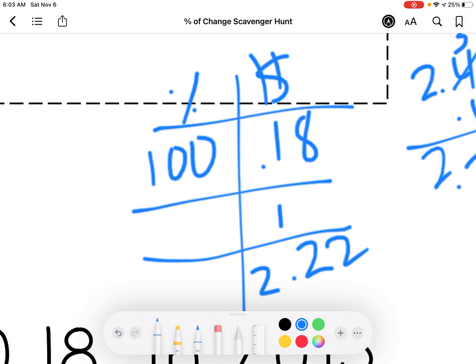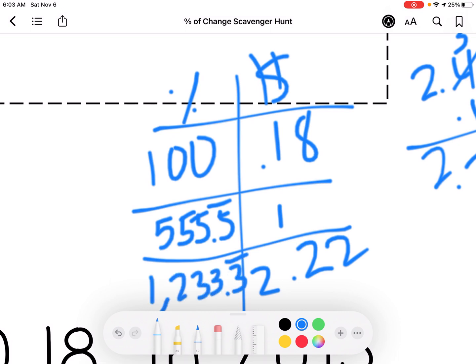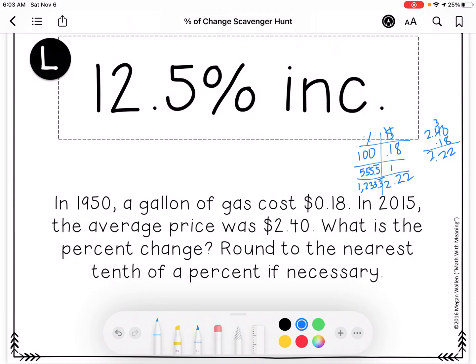So I'm going to do 100 divided by 0.18, and I get 555.5 repeating. I'm going to multiply it by 2.22, and I get 1,233.3 repeating. So it's a 1,233.3% increase.